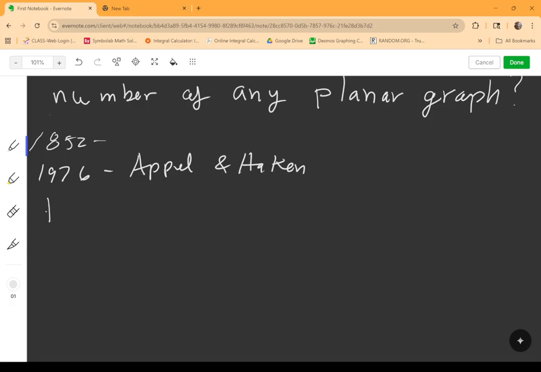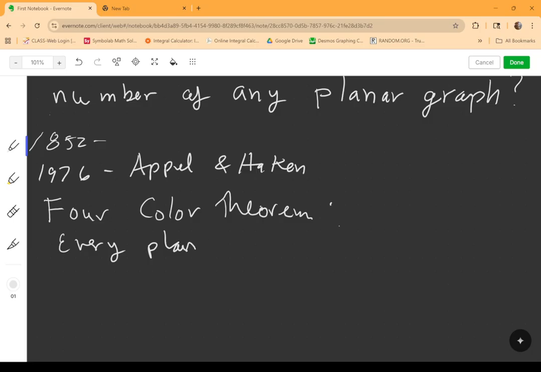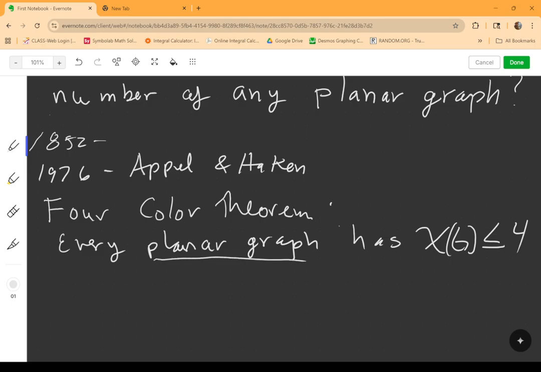And that introduced us to our theorem, the 4-color theorem, which again we won't go through the proof of, seeing as it's a very computational-based proof. The 4-color theorem states that every planar graph has chromatic number less than or equal to 4. So we have an upper bound, and again, it's important to realize that this is just for planar graphs.